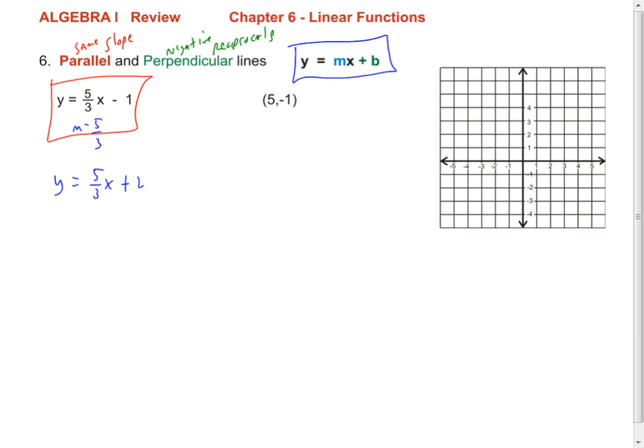Let me graph these. Look at the first line. I'm going to graph the y-intercept of (0, -1). I'm now going to use my slope: up 5 and to the right 3. 1, 2, 3, 4, 5. 1, 2, 3. I went up 5 from my y-intercept and to the right 3 and drew that point. And therefore now my line is right here.